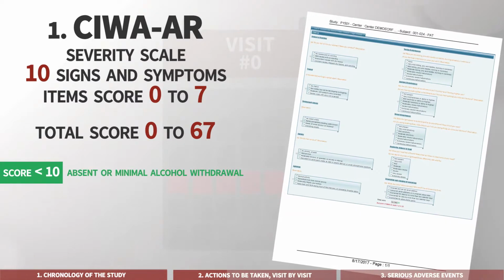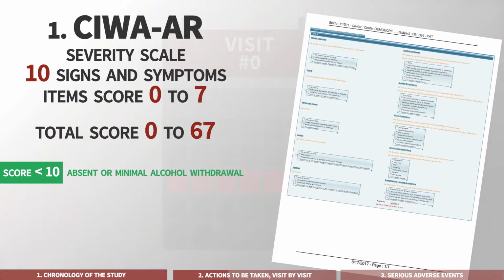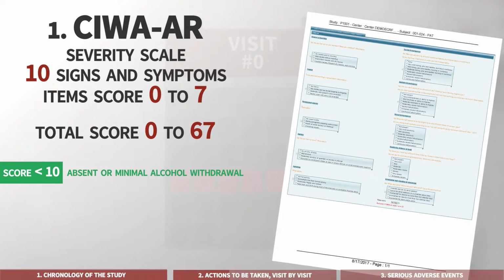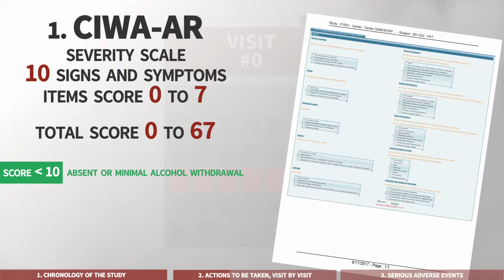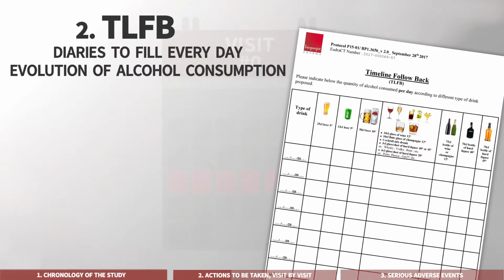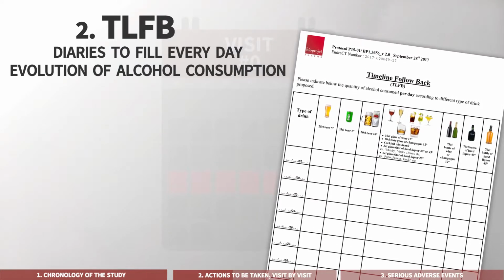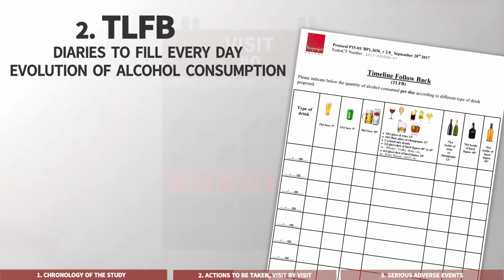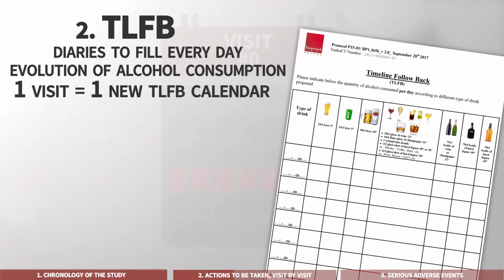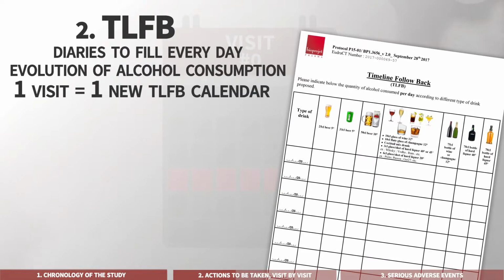The CIWA-AR score is an inclusion criterion and its scale shall not reach 10 at the baseline assessment to include your patient. TLFB. You will conduct the TLFB interview to calculate alcohol consumption at the start of the study in the month prior to the screening visit. You will give to the patient another TLFB at the end of the visit and collect it at the next one.